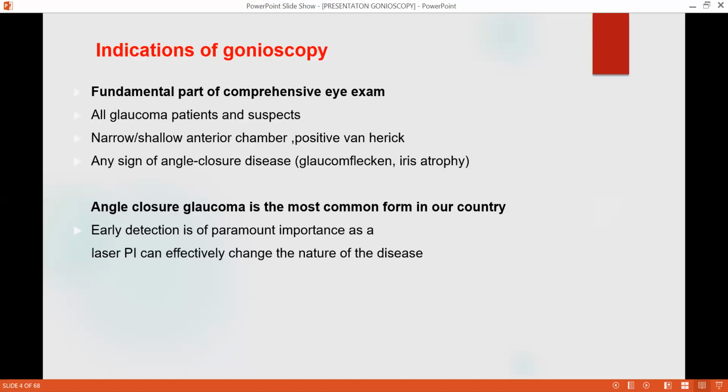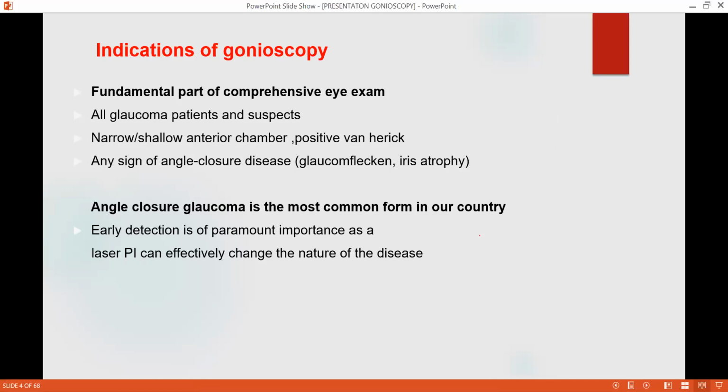What are the indications for gonioscopy? There should not be any specific indication, sir. It should be a part of your fundamental, comprehensive eye examination. All patients with glaucoma and glaucoma suspects should undergo gonioscopy. If you find a positive Van Herrick test, the patient should undergo gonioscopy. Any sign of previous angle closure, like glaucomflecken or iris atrophy, you should look for angle structures.